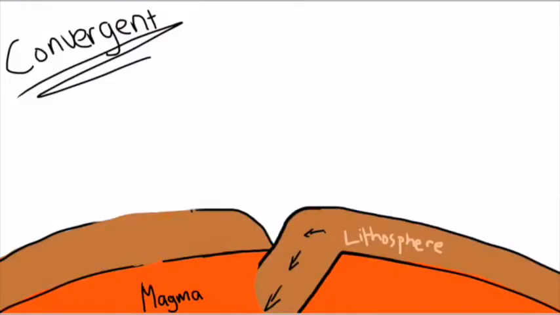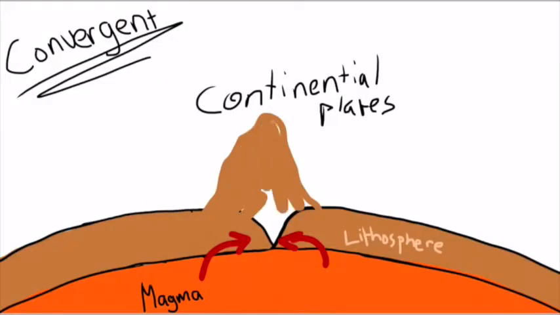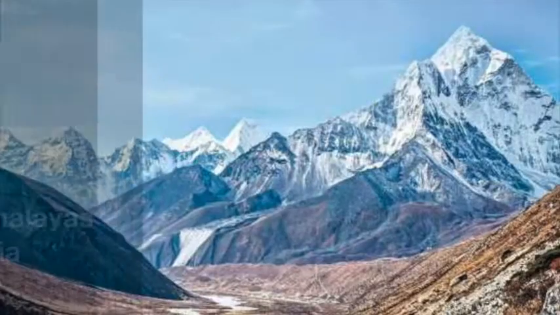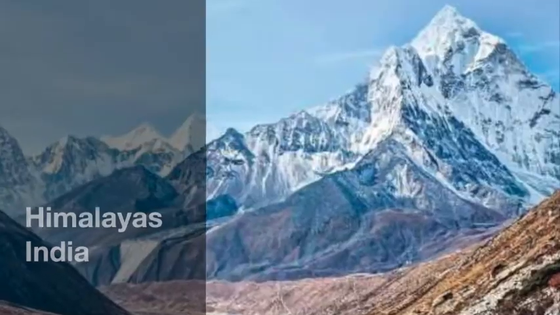Another convergent boundary is when two plates of the same kind crash into one another, resulting in massive mountains, such as the Himalayas located in India.